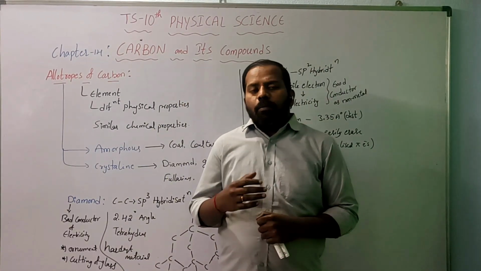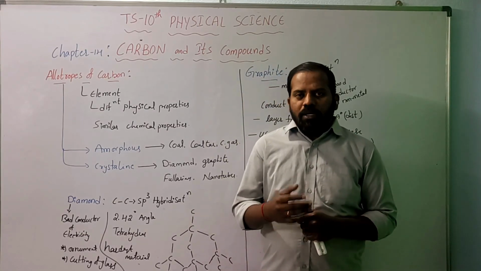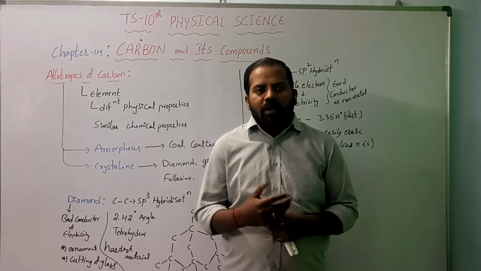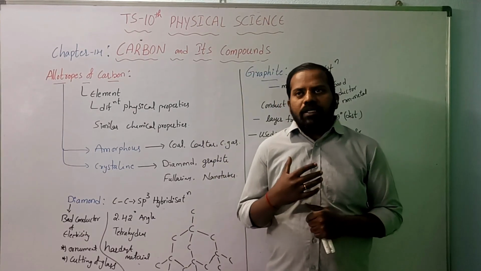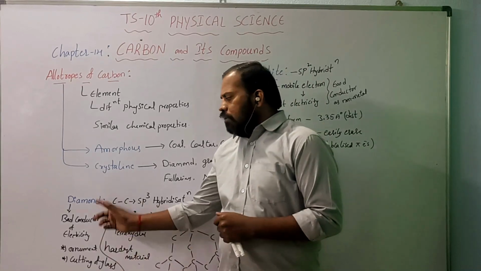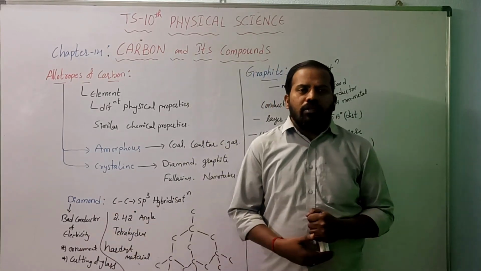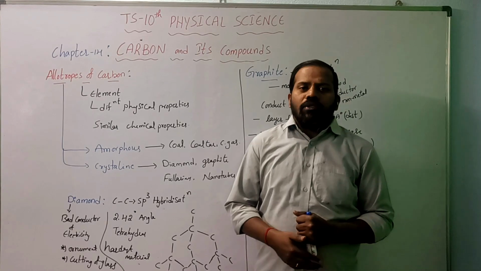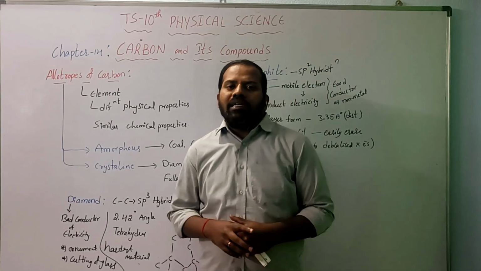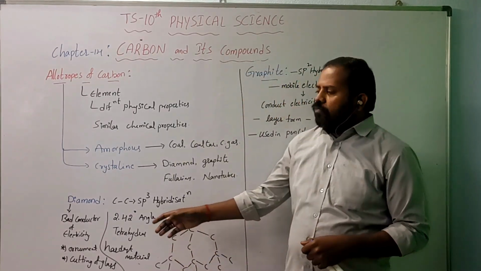Next, it is a very bad conductor of electricity because there are no pi electrons, meaning free electrons are not there in the diamond. Where can we use it? We can use it in jewelry, that means ornaments, and in the cutting of glass. So this is regarding diamond.